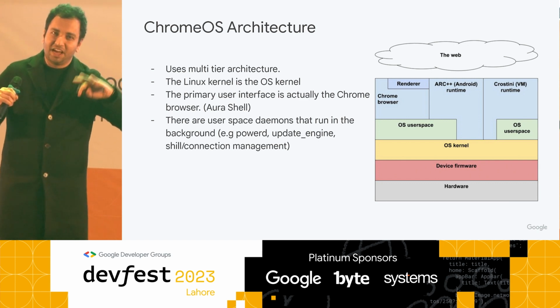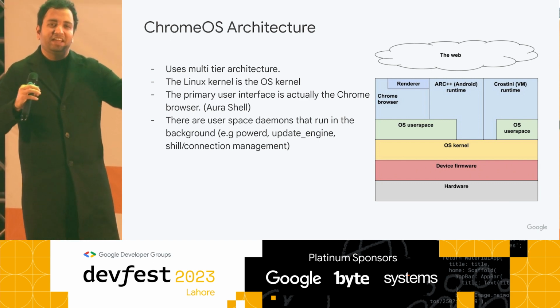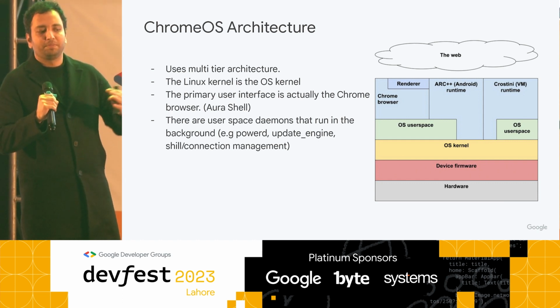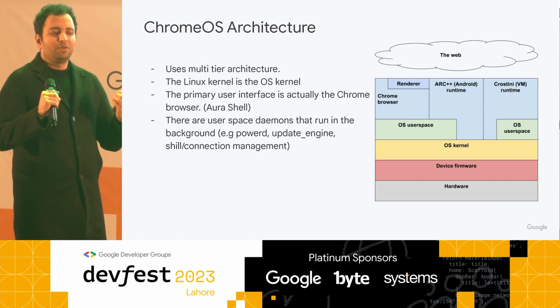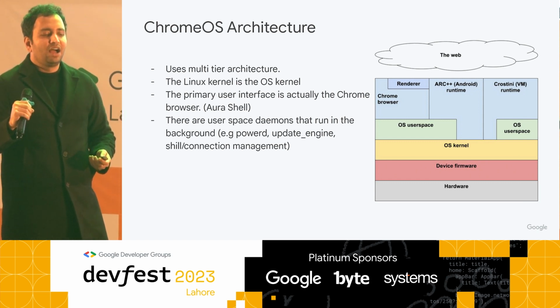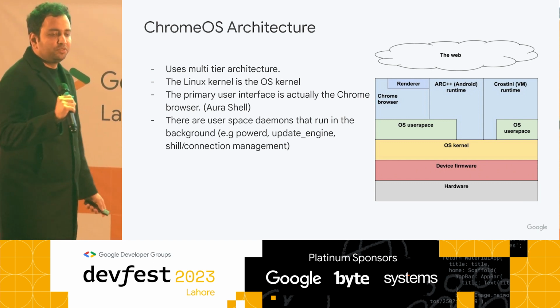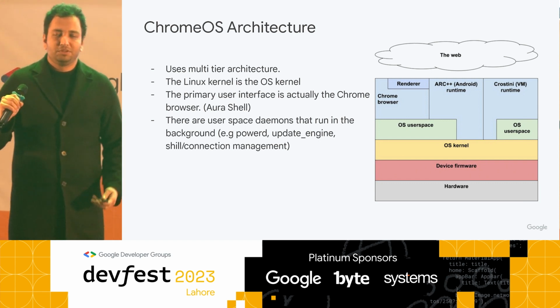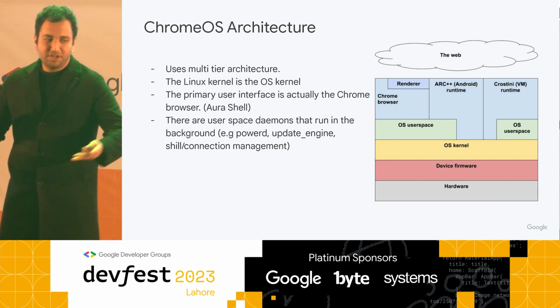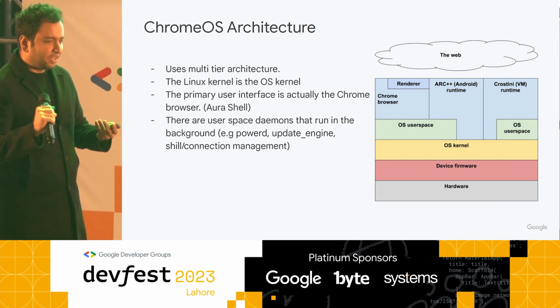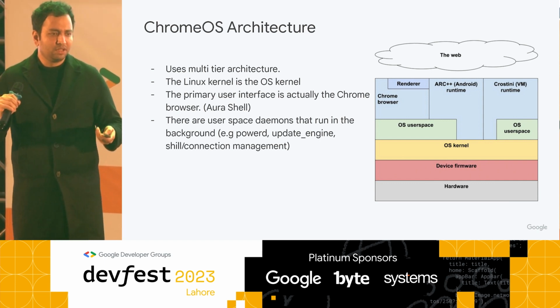It's just that we have some build flags, so we get some additional things that are also compiled. Primarily among them is Aura Shell, which is the window manager. And in addition to that, we have lots of user space daemons. As an example, as I've written, you have the power daemon, the update engine, which allows updating Chrome OS, and also the connection manager.